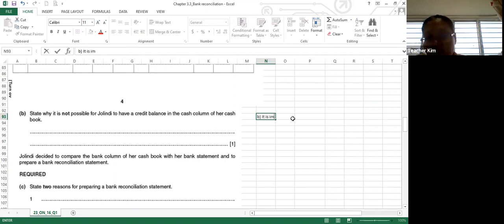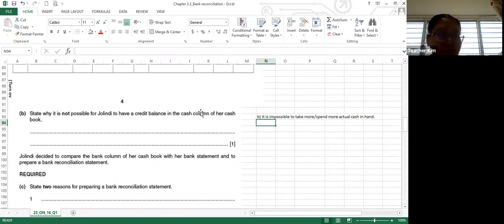It is impossible to take more or spend more than the actual cash in hand. So that is the reason it's impossible to have it on the credit side.